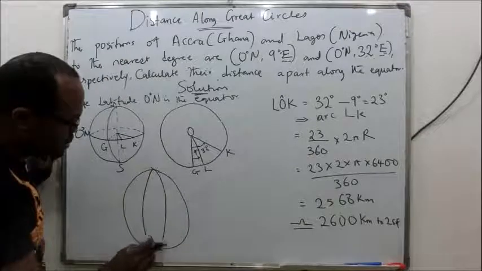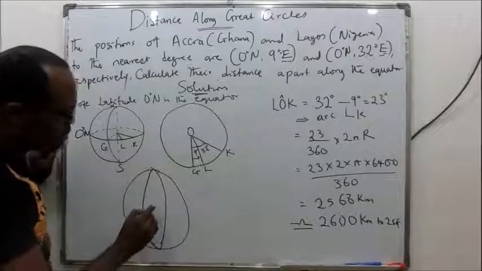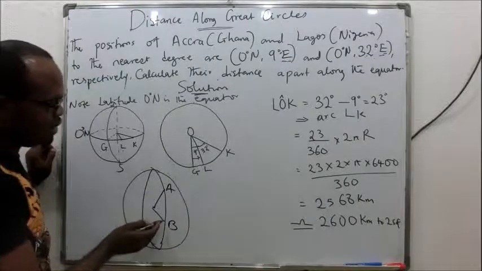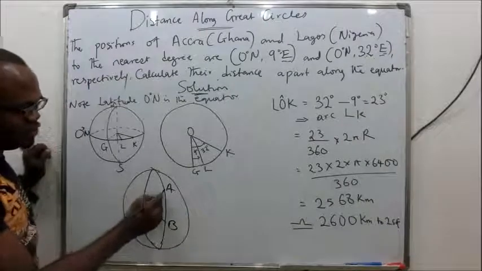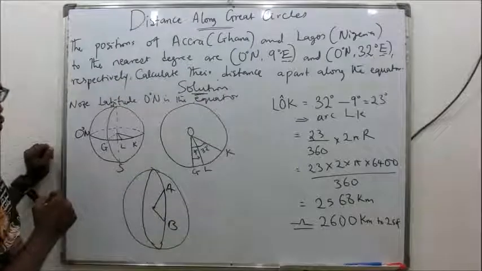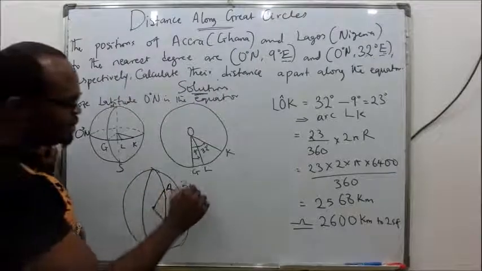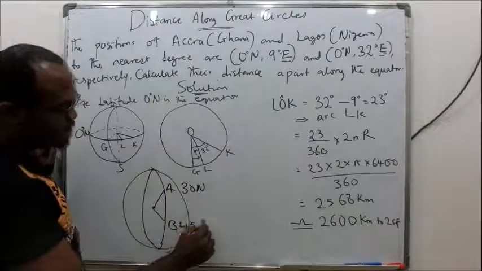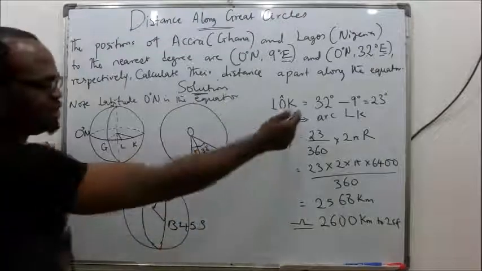All down for... and you are told to calculate the distance between these two points. How do you do it? So if you have here 30 knots and here 45 south, how do you do it? The same thing you do here.